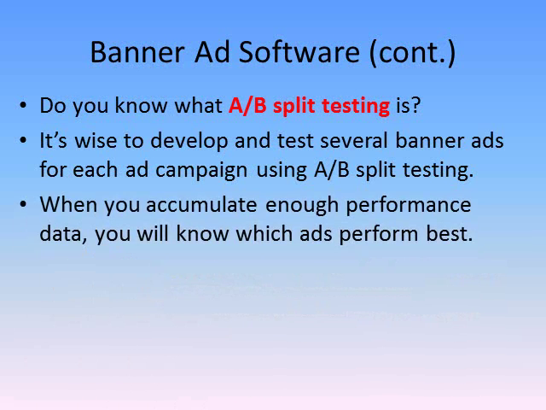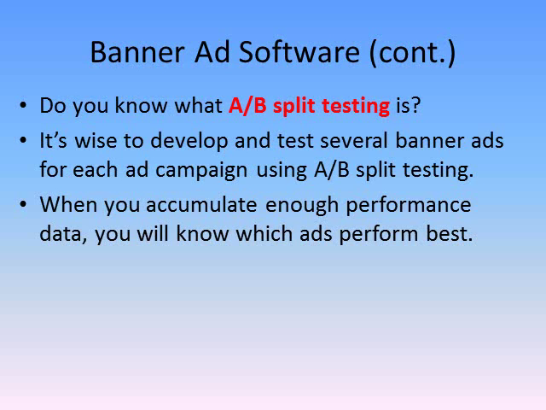And when you accumulate enough performance data, you'll know then which ad or ads perform best. The way it would work, and most banner ad software has the ability to do this, is you'd tell it, okay, here are two banner ads. They're for the same ad campaign. The wording's a little bit different, or perhaps the graphics would be a little bit different on the ads.